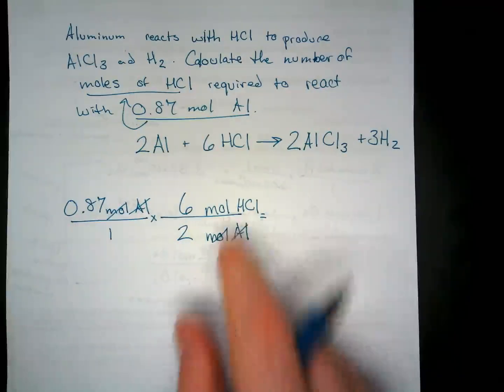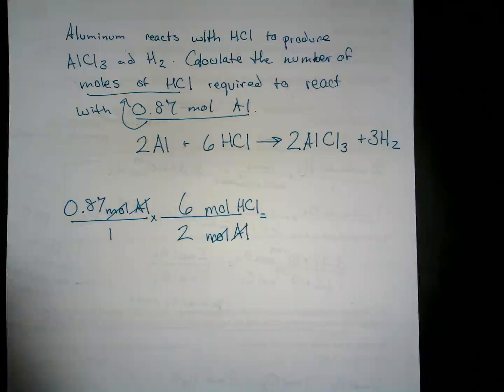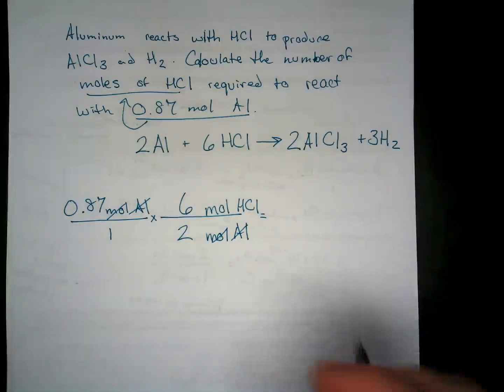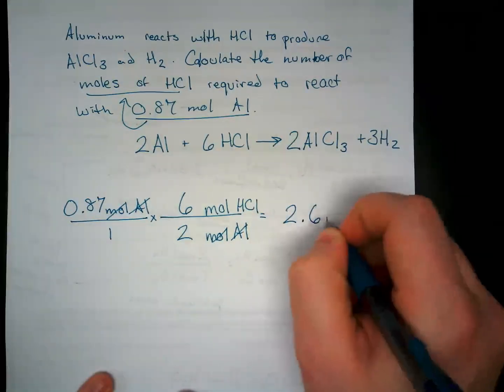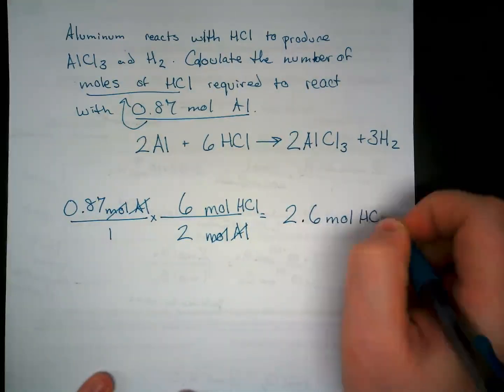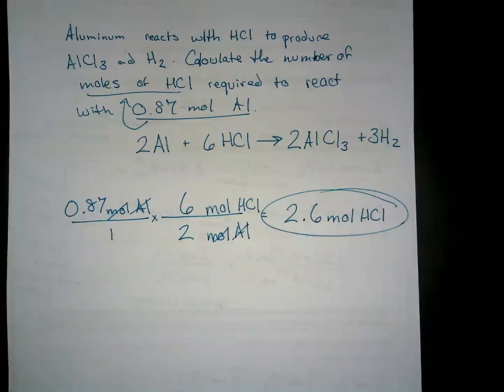So 0.87 times 6 divided by 2, it's going to give us 2.6 moles of HCl as our answer.